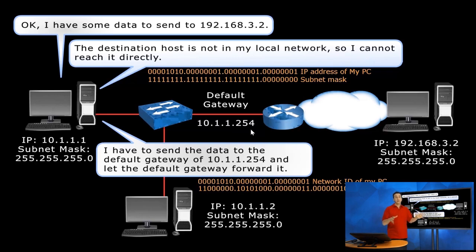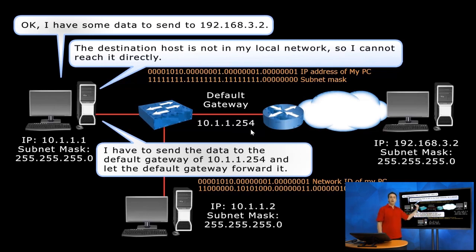So the source of the packet is going to be 10.1.1.1. The destination is going to be 192.168.3.2. However, what's going to occur now is that the source of the frame is my PC, but the destination of the frame is the router. So I need to send an ARP request to get the MAC address of my router if I don't already know it in my ARP cache.